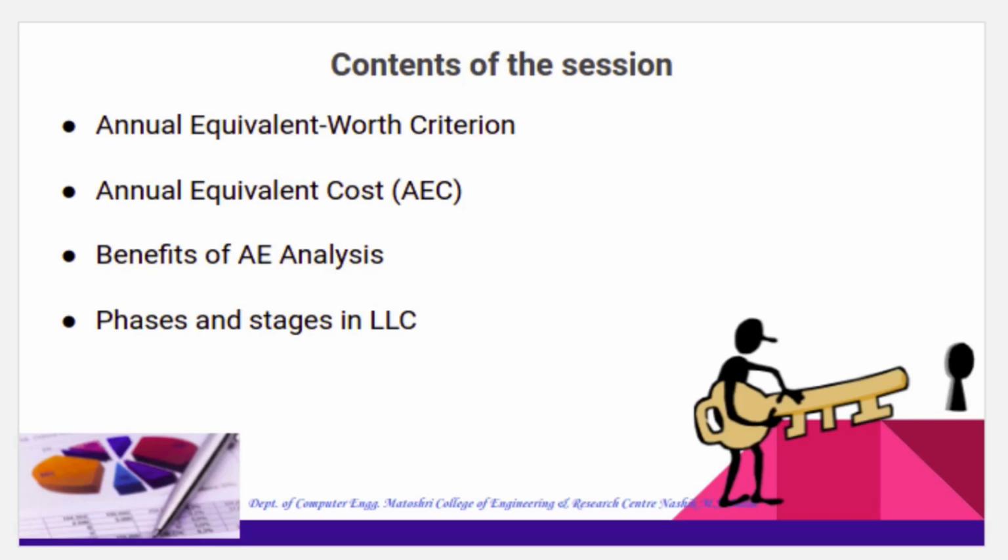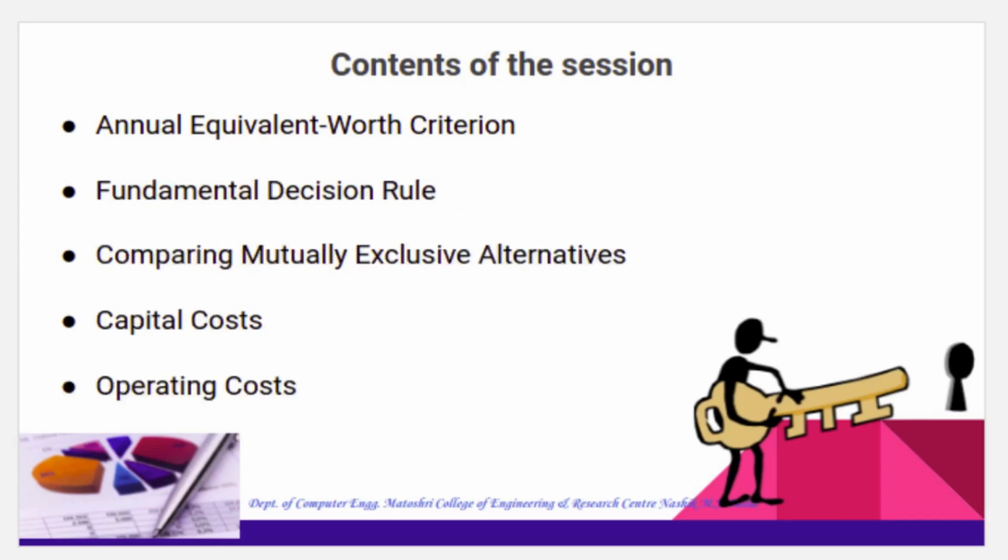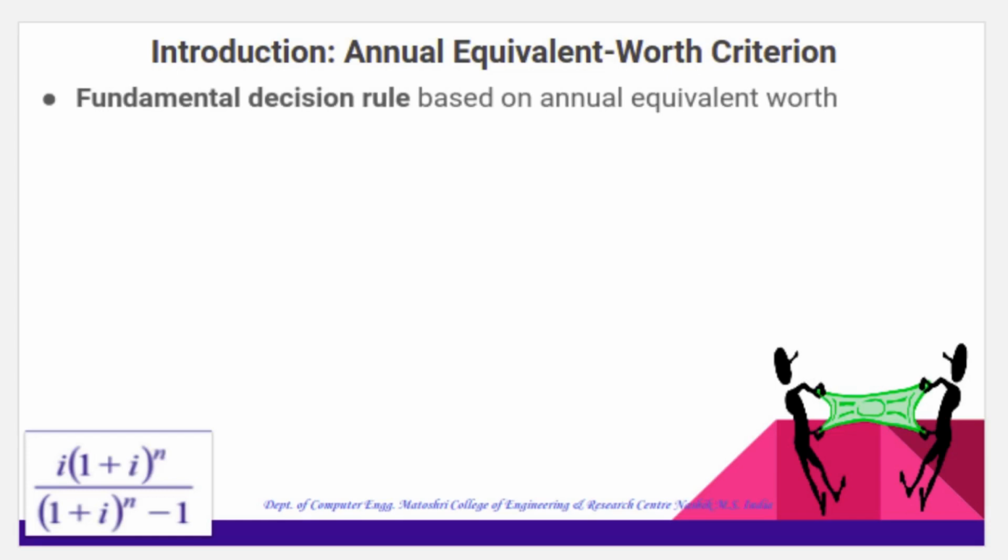Next, we will see what exactly the criteria for annual equivalent worth analysis are. Dear students, henceforth we are studying a fundamental decision rule based on annual equivalent worth by considering both the revenue and cost stream of a project. If revenue streams are irrelevant, then we make a decision solely on the basis of cost. This leads to a popular decision tool known as life cycle cost analysis. So, it is necessary to know what exactly the annual equivalent worth criteria are.